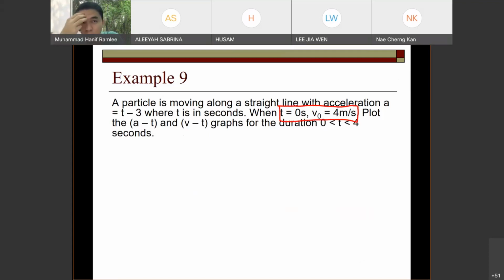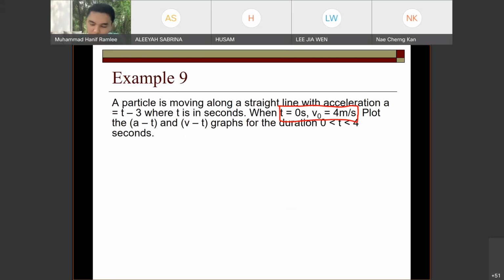Make sure that you use it. Again, if not given, then you can put v equal to 0. But here t equal to 0 is there, and v equal to 4 is there, so you have to use it. I always remind my students like this. So the question is, plot the a-t graph and v-t graph for the duration 0 until 4 seconds.